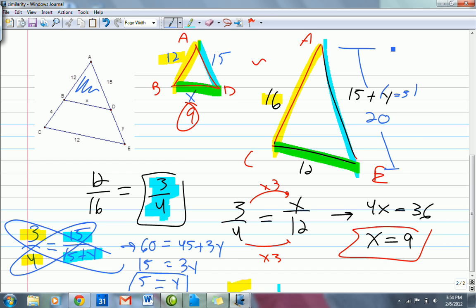So the ratio of 3 to 4 is preserved because corresponding side lengths are proportional. If you'll note, 3 to 4, 12 to 16 equals 9 to 12 equals 15 to 20. And that concludes this lesson on similar triangles and algebraic proportions. Thanks.